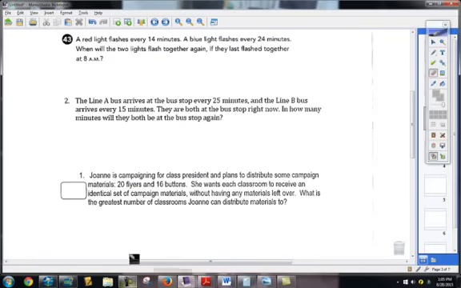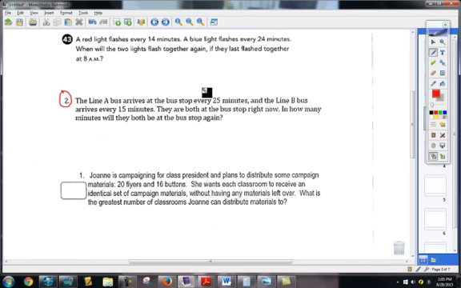All right. Number 2 here. Let's go ahead and read it together. The line A bus arrives at the bus stop every 25 minutes. The line B bus arrives every 15 minutes. They are both at the bus stop right now. In how many minutes will they both be at the bus stop again?